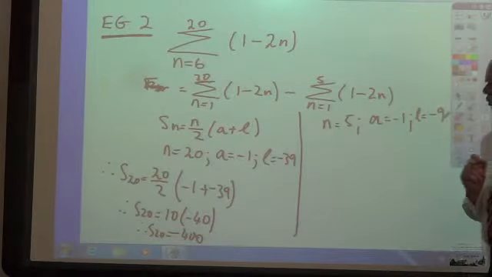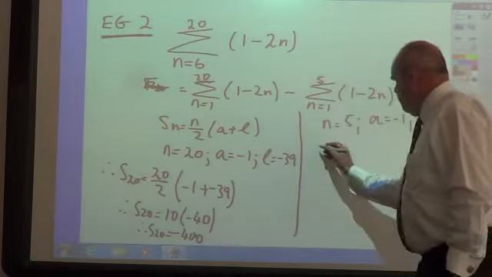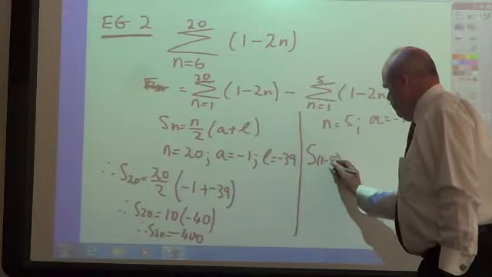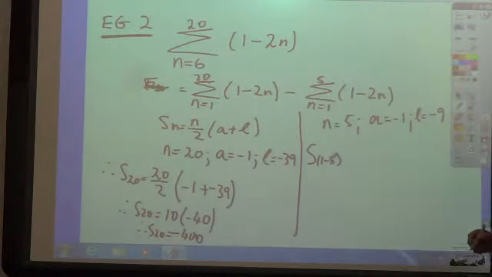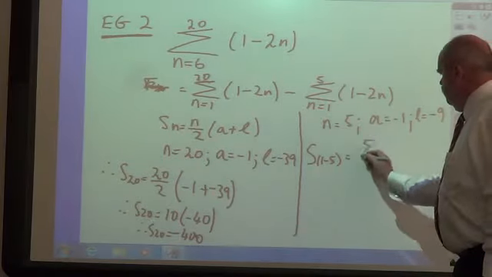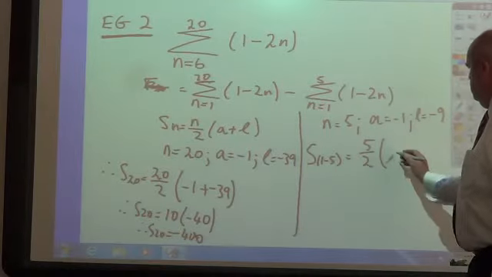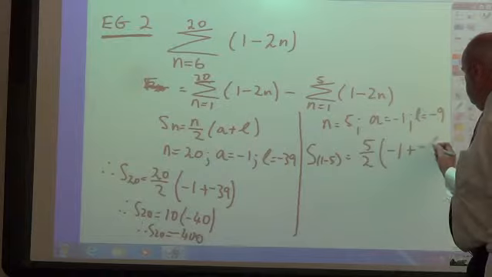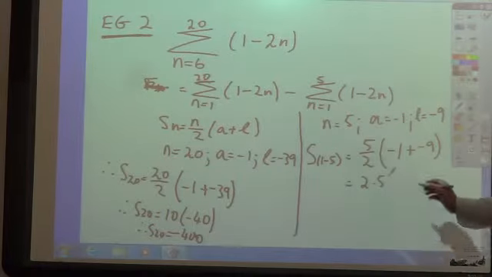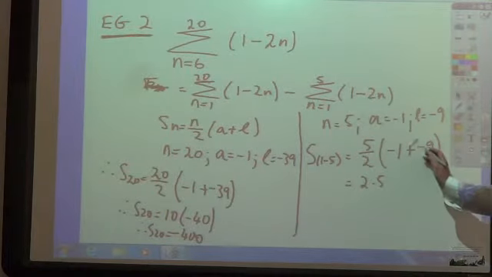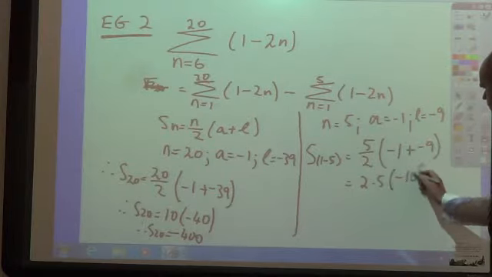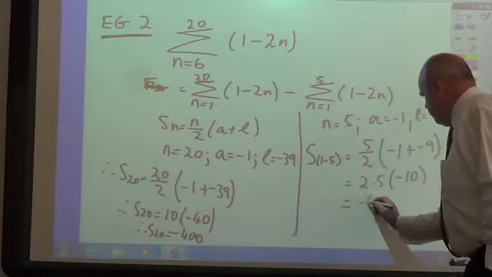Does that make sense? Yep. Good. So we substitute it into our formula. I don't have a real notation for this, but I might put 1 to 5 there, indicating that we are interested in the first 5 terms of the series. Now that's equal to 5 over 2, bracket a plus l, so it's negative 1 plus negative 9. And here we have 2.5. Signs together are different, so I'm subtracting a negative from a negative, so I'm adding kind of and calling my answer negative. So that's going to come to negative 25.